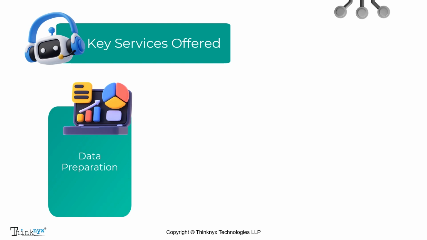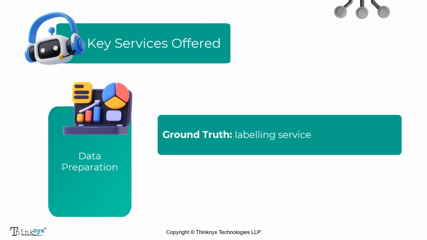Amazon SageMaker offers two powerful tools to streamline the process: SageMaker Ground Truth and Data Wrangler. SageMaker Ground Truth is a labeling service designed to help users create high-quality labeled datasets efficiently. It simplifies the process of labeling data for training machine learning models by offering easy-to-use tools and workflows.